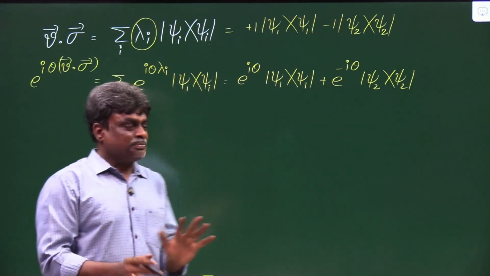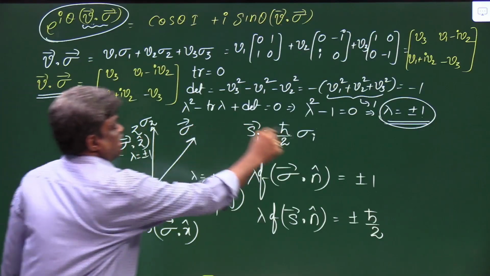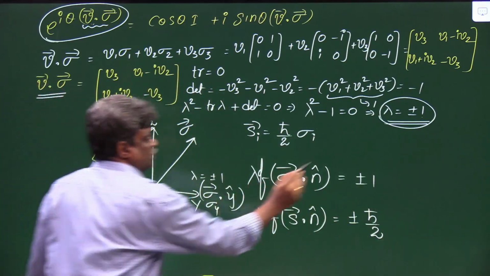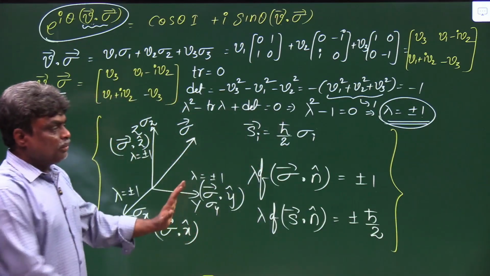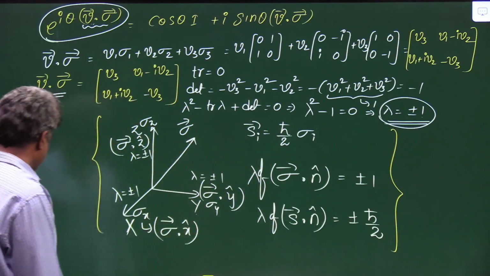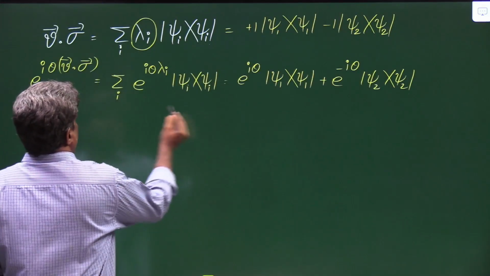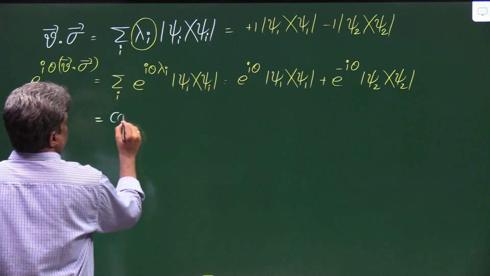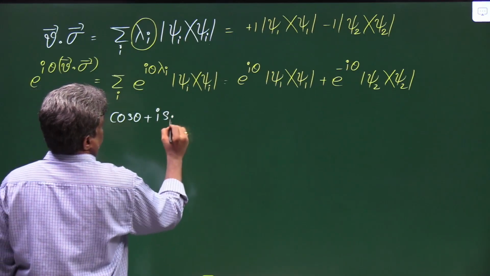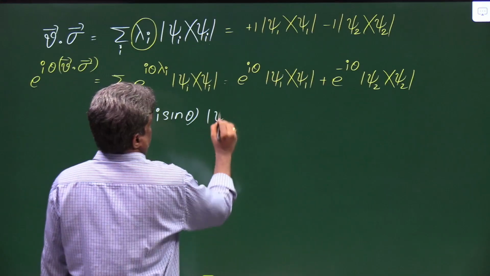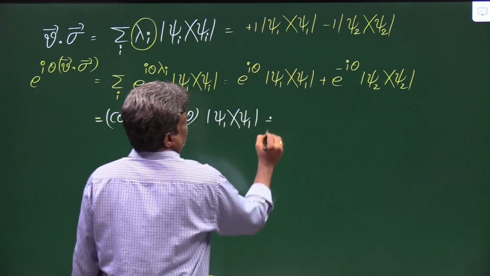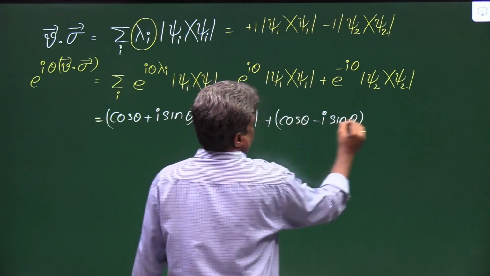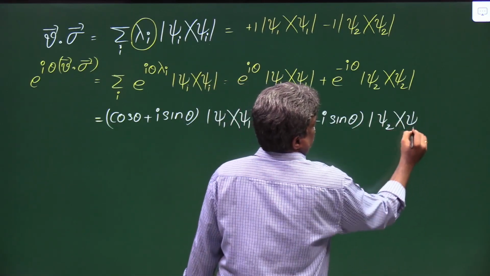Now see, it's very simple. Maybe I explained this concept in the middle, so you may feel it's lengthy, but that is not at all related to this question. It's a very useful, more general concept. So what is e raised to iota theta? Cos theta plus iota sin theta. This is psi 1, psi 1, plus this one, cos theta minus iota sin theta, outer product psi 2, psi 2.